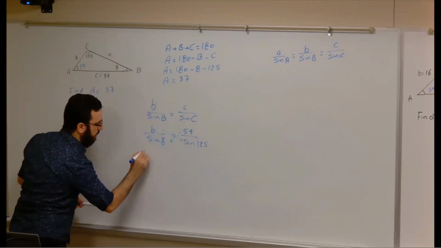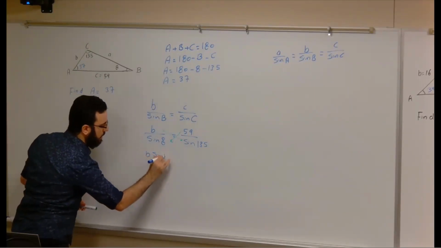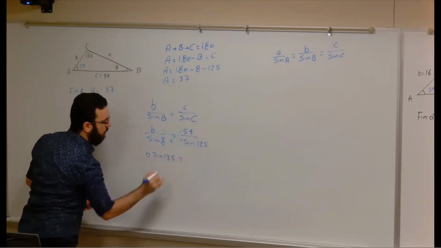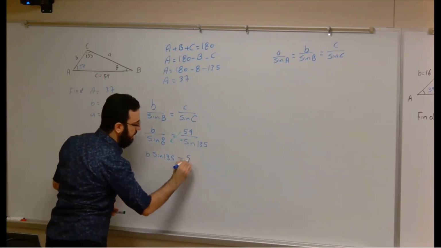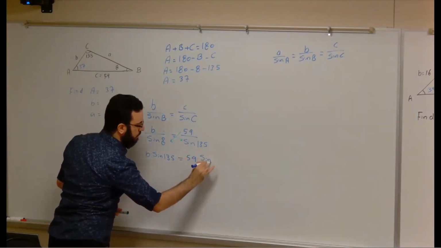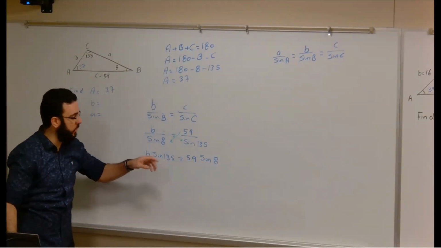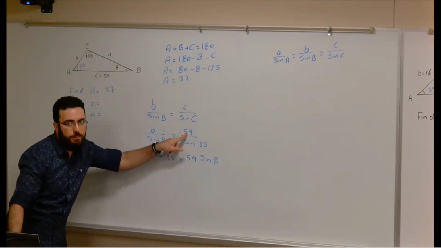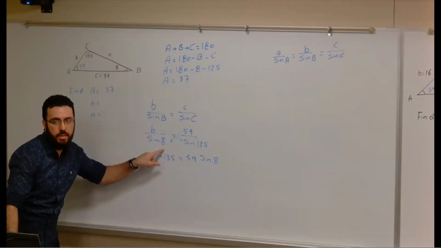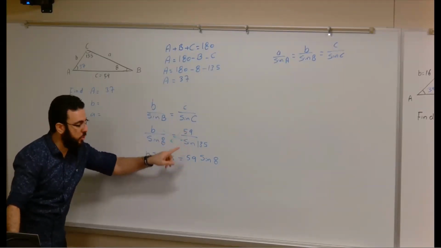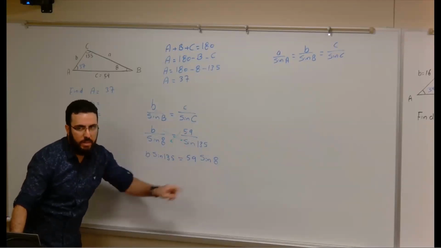So it's going to be B sine 135 equal 59 sine 8. And be careful. When you do the cross product, you can't multiply 59 with the 8. This is an angle. This is a number. So just write down 59 sine 8.